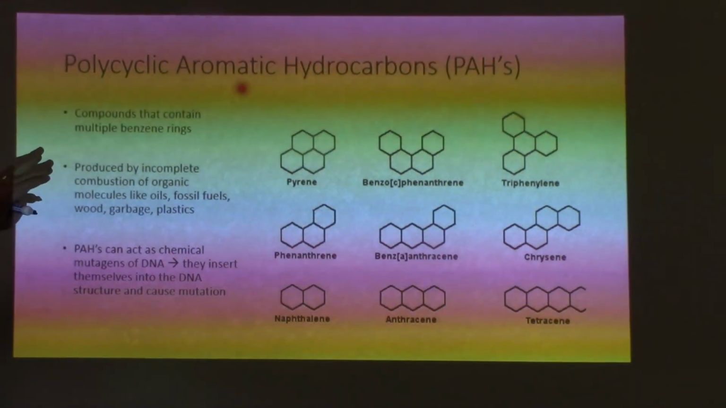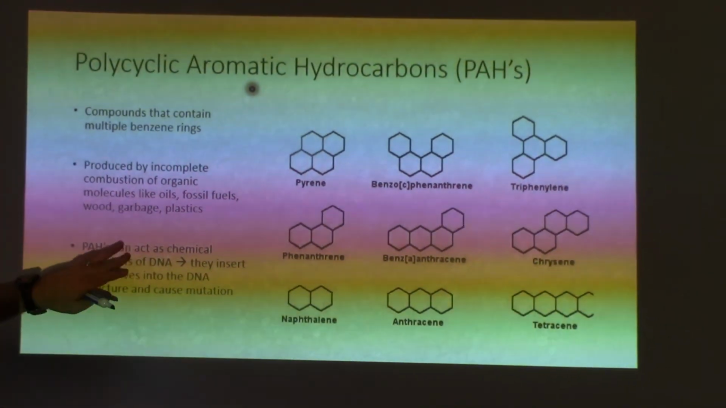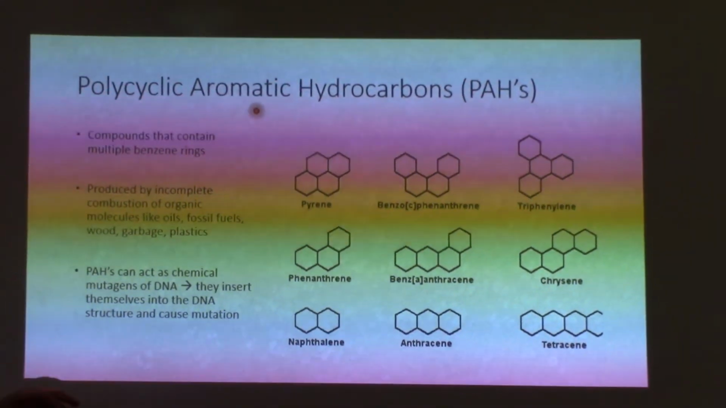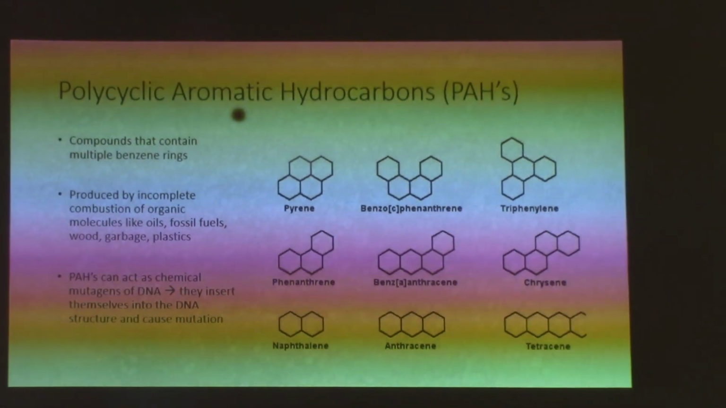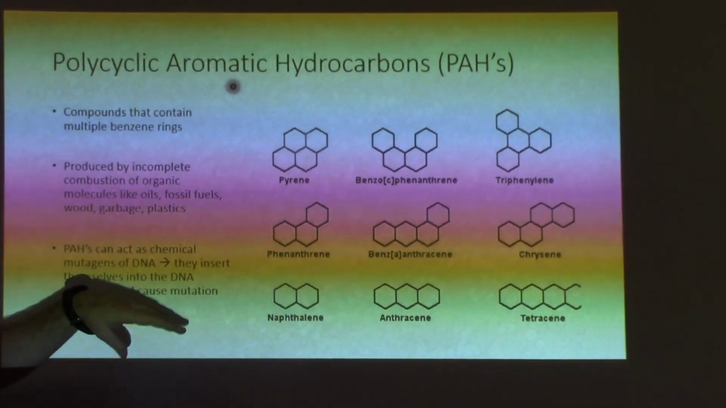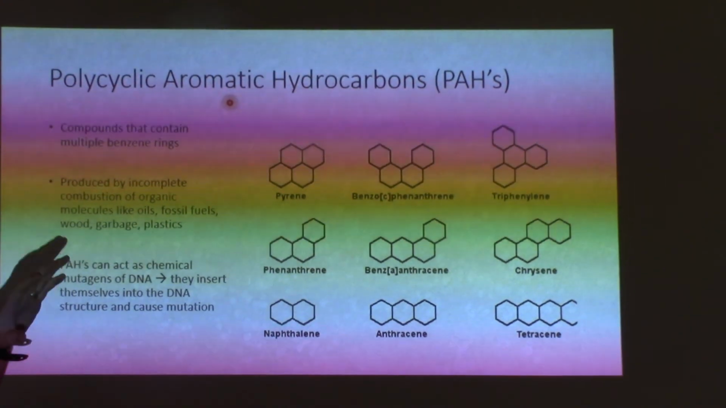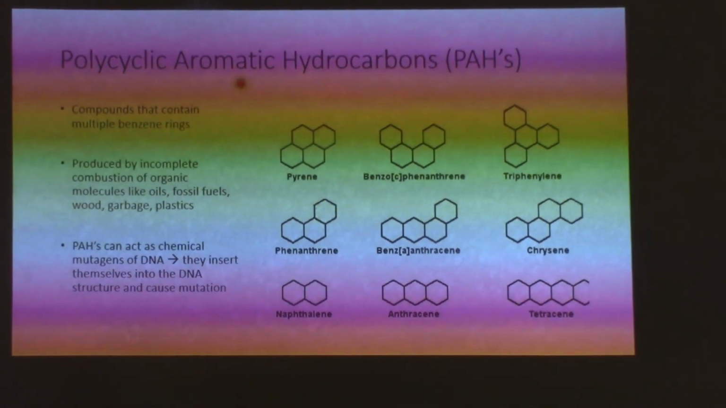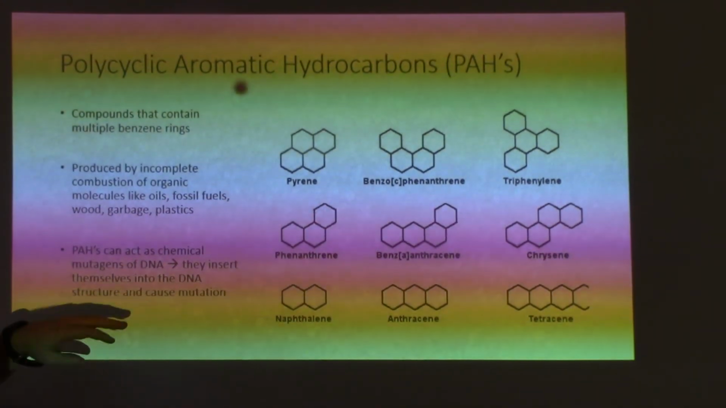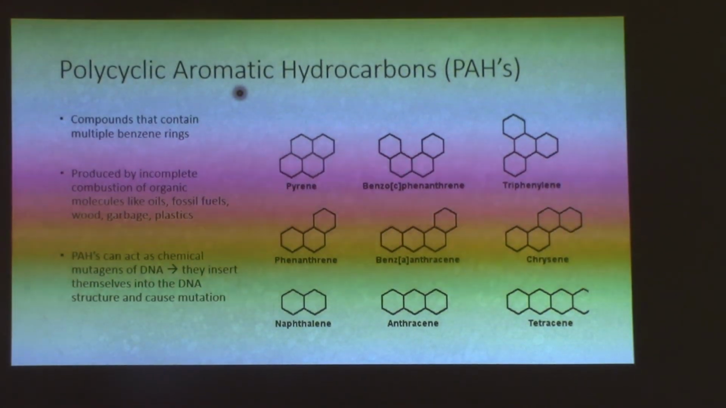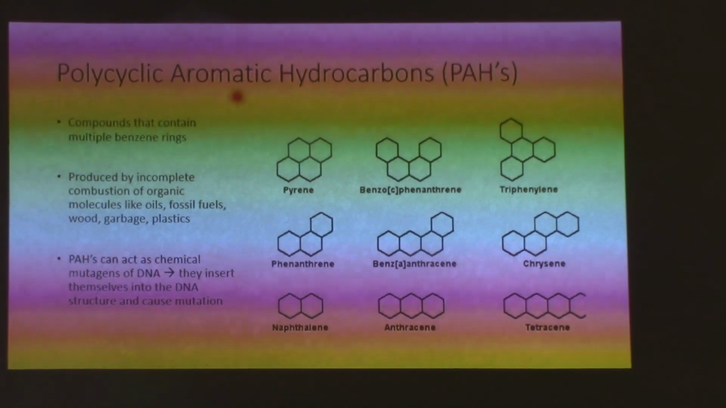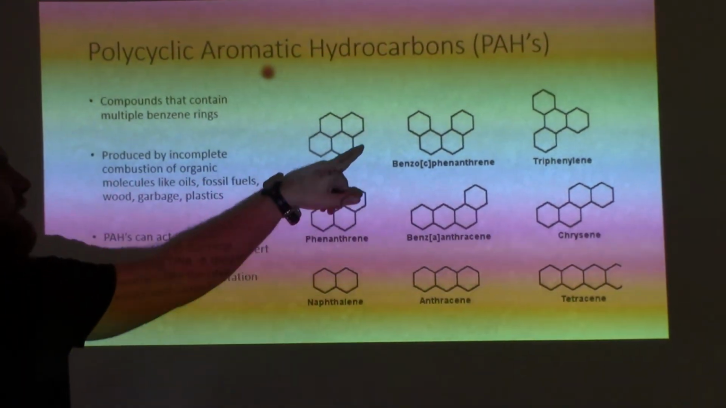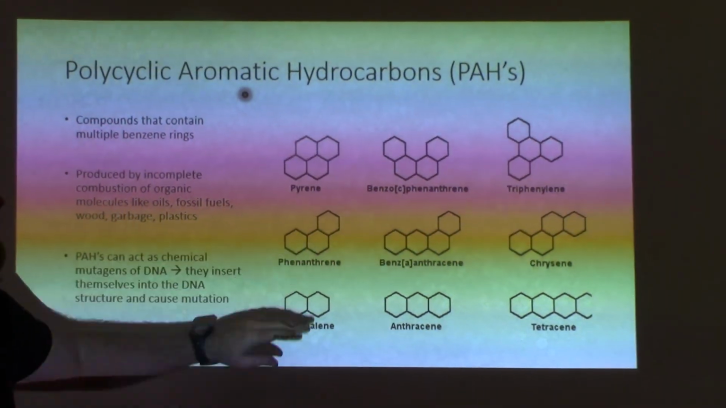So polycyclic aromatic hydrocarbons are compounds that contain multiple benzene rings. They're produced by incomplete combustion of organic molecules. So when there's not enough oxygen, oils, fossil fuels, wood, garbage, plastics, they'll all make PAHs. And again, these can act as chemical mutagens, much like any mutagen of DNA, and they can insert themselves into the DNA structure. So a few of these things, pyrene is flame retardant.